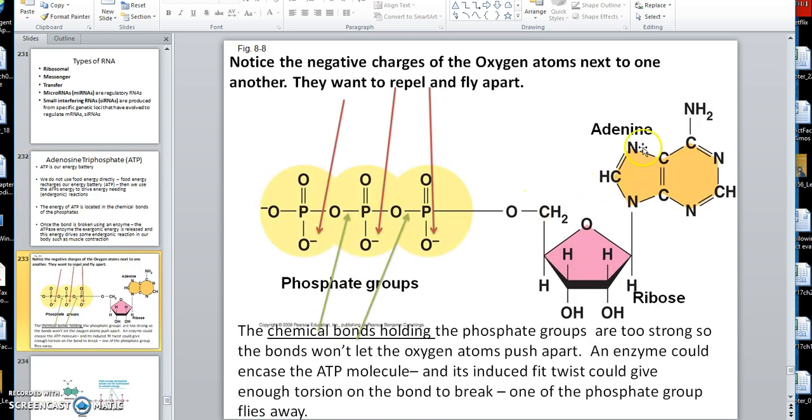Here's ATP. Adenine hooked to ribose, hooked to 3 phosphates. These bonds have energy. This phosphate and that phosphate, because of these O's, want to repel. See, those O's, remember, like charges want to repel. But the bond is stronger than the repulsion. But if you could twist this bond a little bit, and that's what the enzyme does, ATPase enzyme, this phosphate would come flying off like a bullet, because the energy is there.